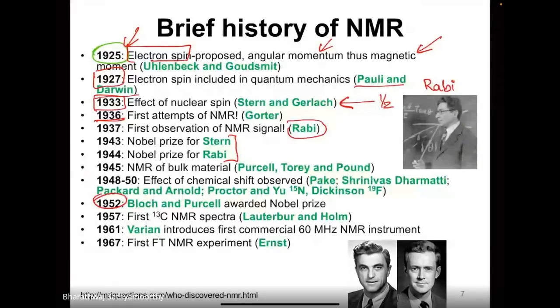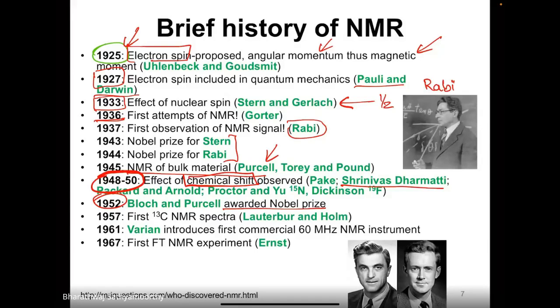I'll be coming to the other effects that we end up talking about. Not until 1952 was the Nobel Prize given for the nuclear phenomenon that was exploited in terms of spectroscopy. But before that, Purcell was able to show that one could actually do NMR of bulk material. I'll try to give a little bit of historical perspective as we go to the basics. In 1948 and 1950, there was a lot of progress, and in fact, one of the Indian scientists was instrumental in understanding the effects of chemical shift, which is one of the major parameters that one ends up using in NMR.